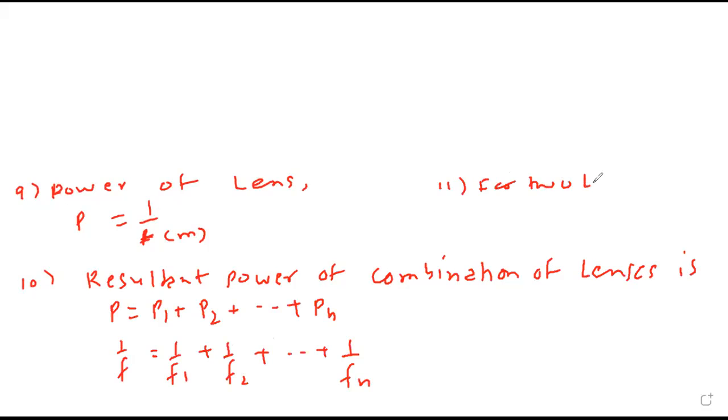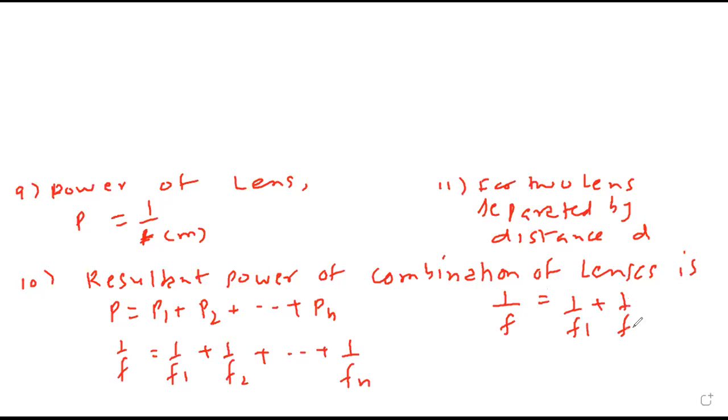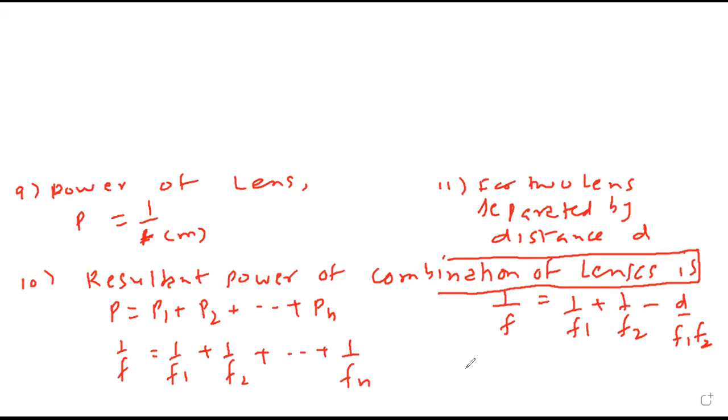For two lenses separated by distance d, 1 upon F is 1 upon f1 plus 1 upon f2 minus d upon f1 f2. For lenses, 1 upon f is 1 upon v minus 1 upon u.